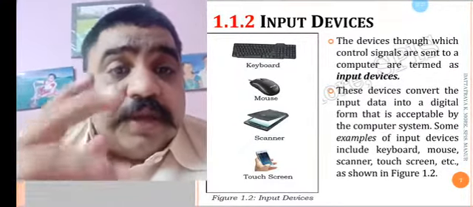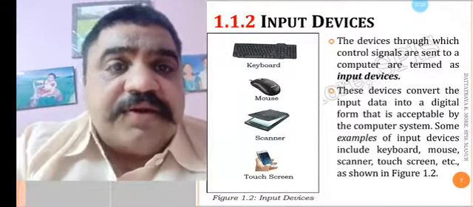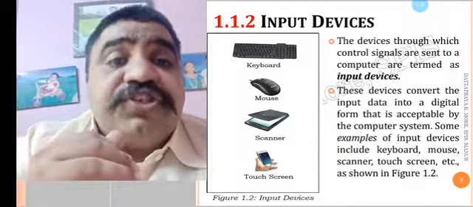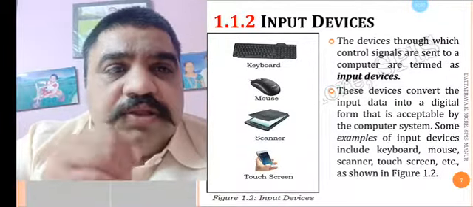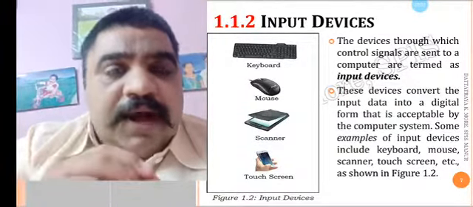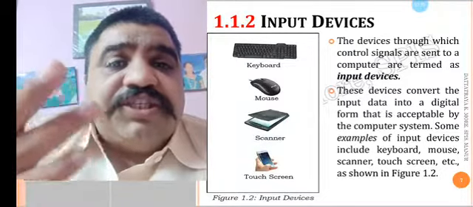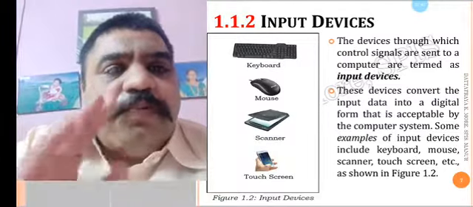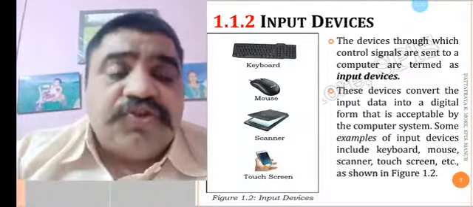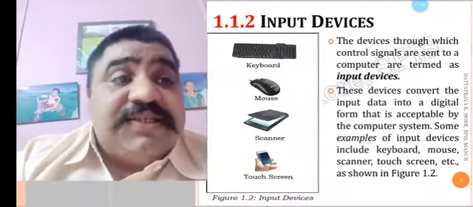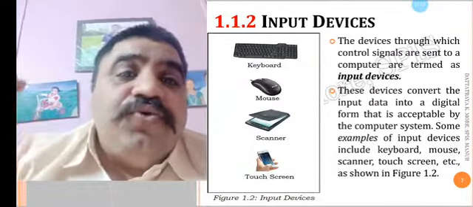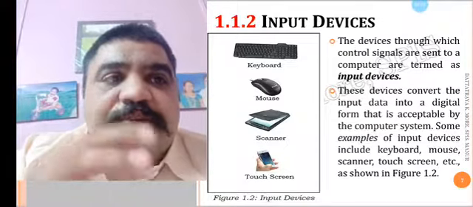After that MICR, magnetic ink character recognition, that is used to read the numbers of cheques in banks. Then OCR, OMR, which is used for checking OMR sheets, that OMR machine. So many input devices are available. Touch screen is also an input device. So the devices through which control signals are sent to the computer are termed input devices.